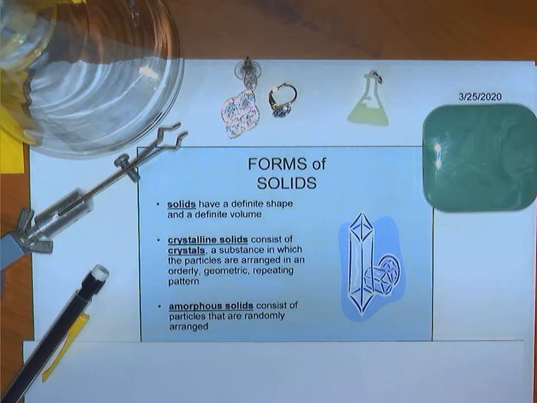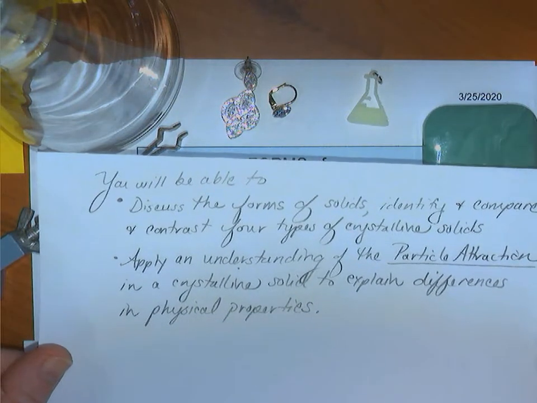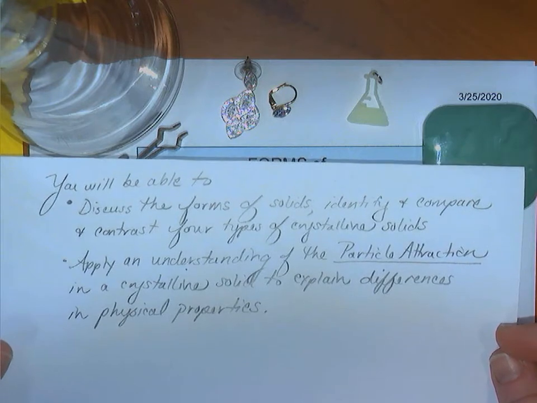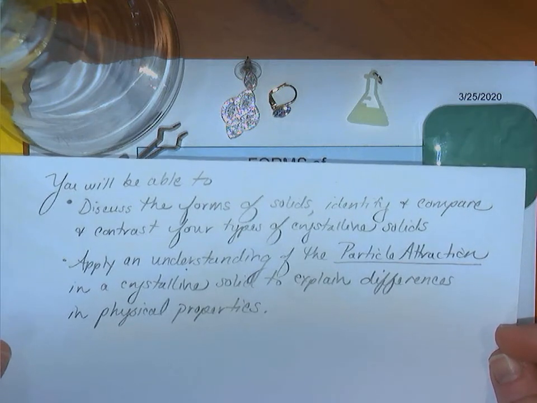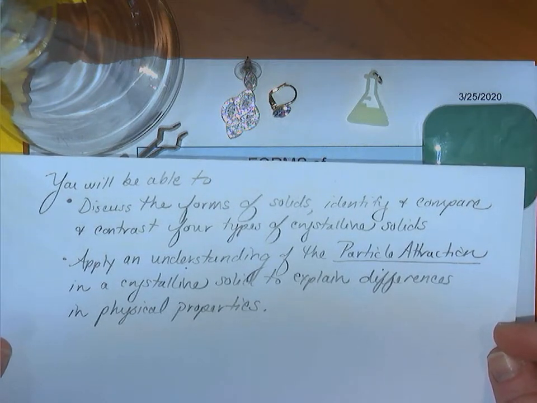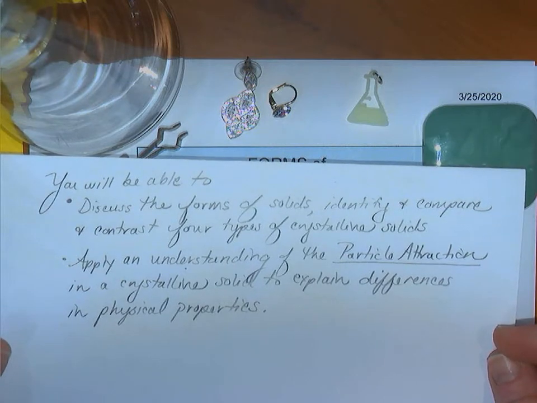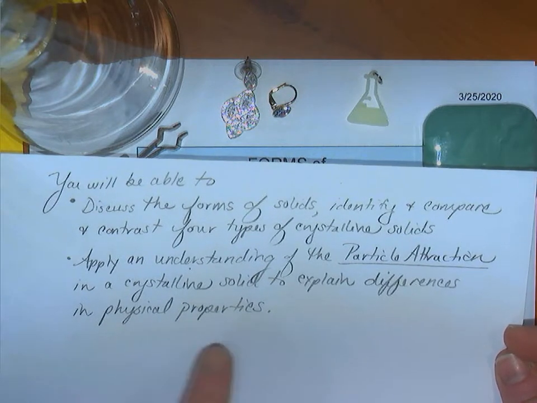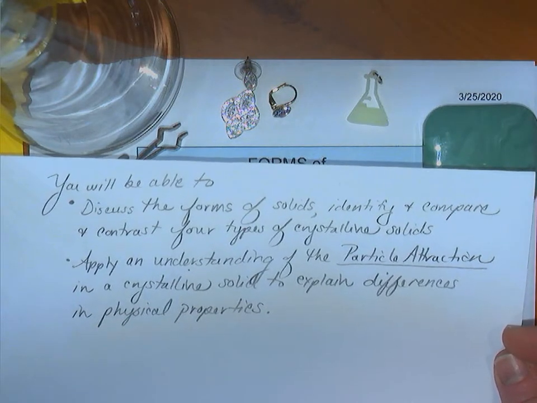As a result of this video, you will be able to discuss the forms of solids, identify and compare and contrast the four types of crystalline solids, and apply your understanding of particle attraction to compare and contrast and explain the differences in physical properties of the four types of crystalline solids.